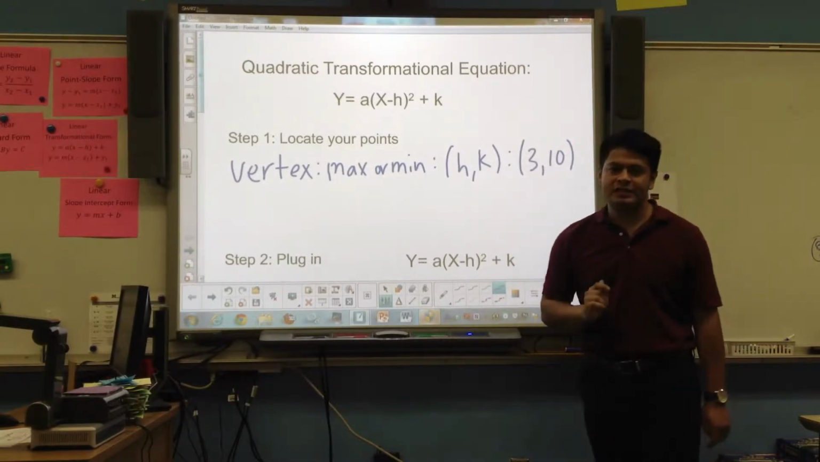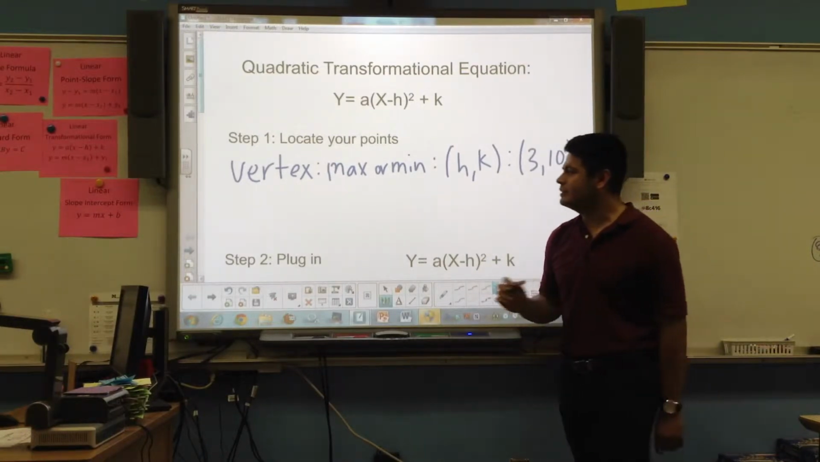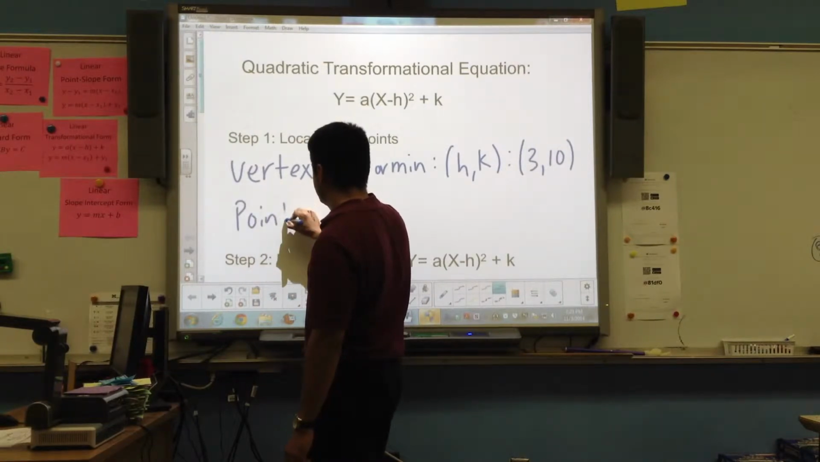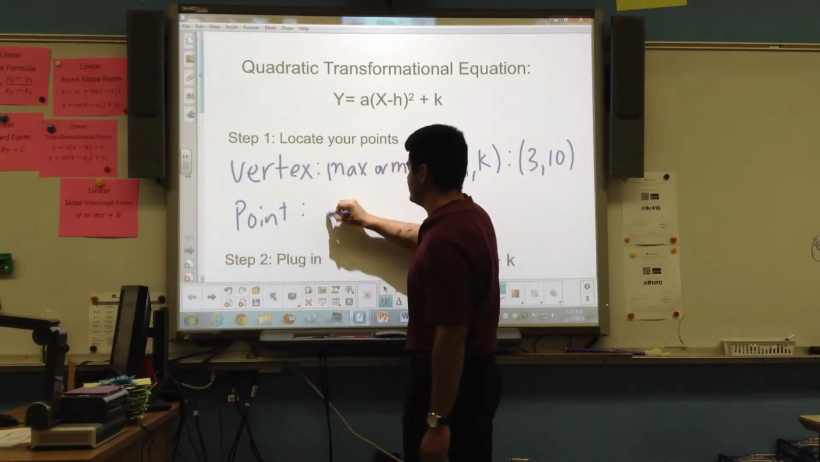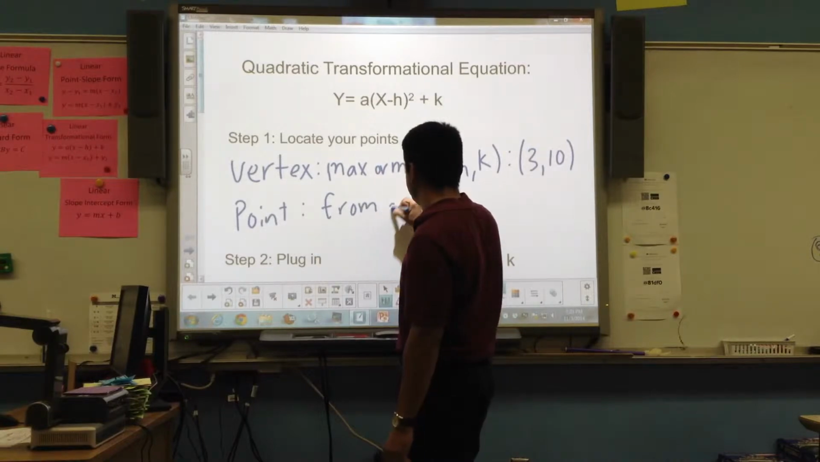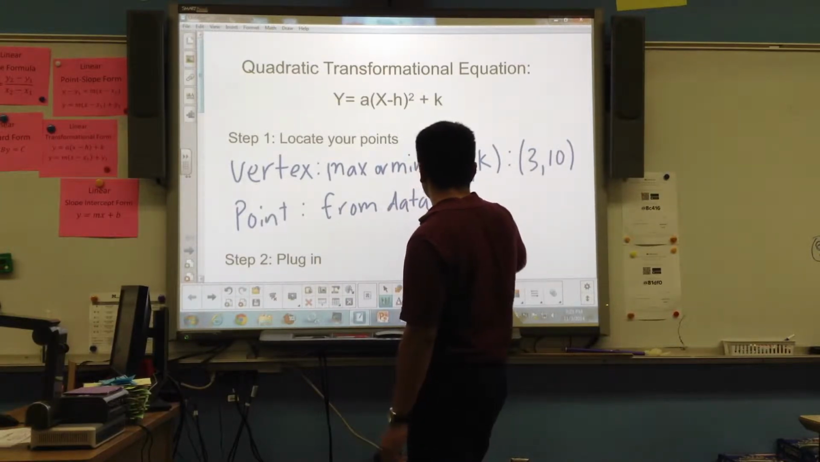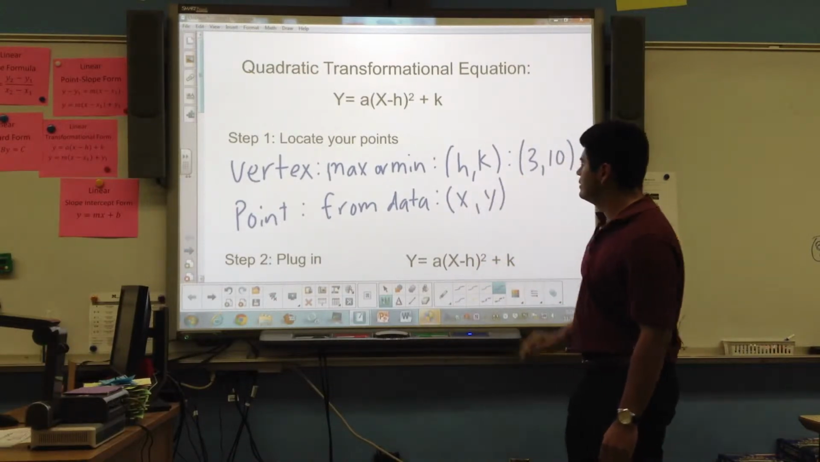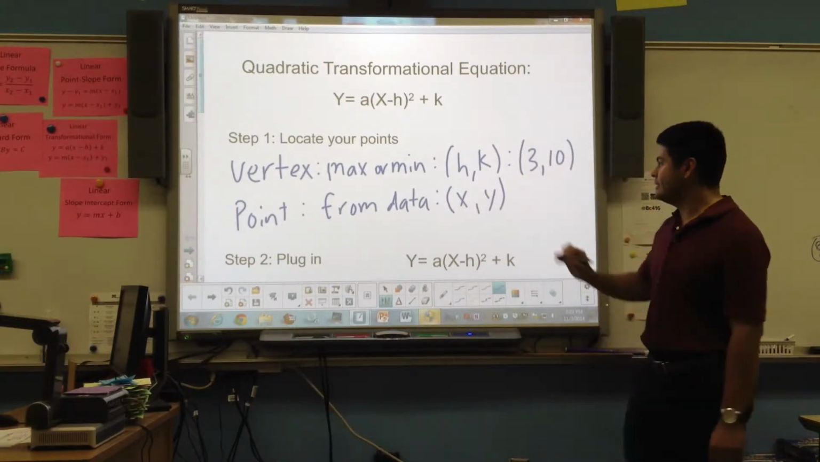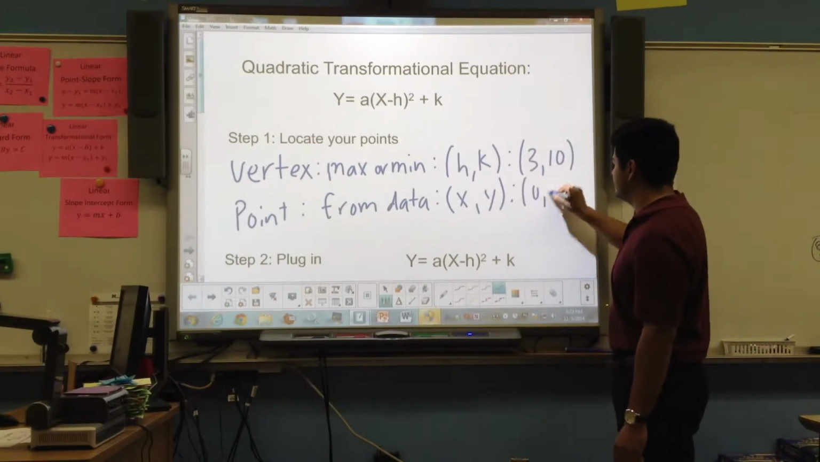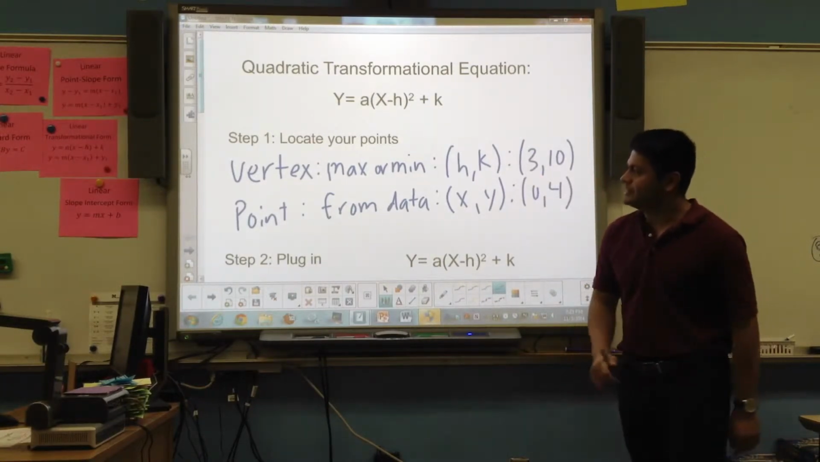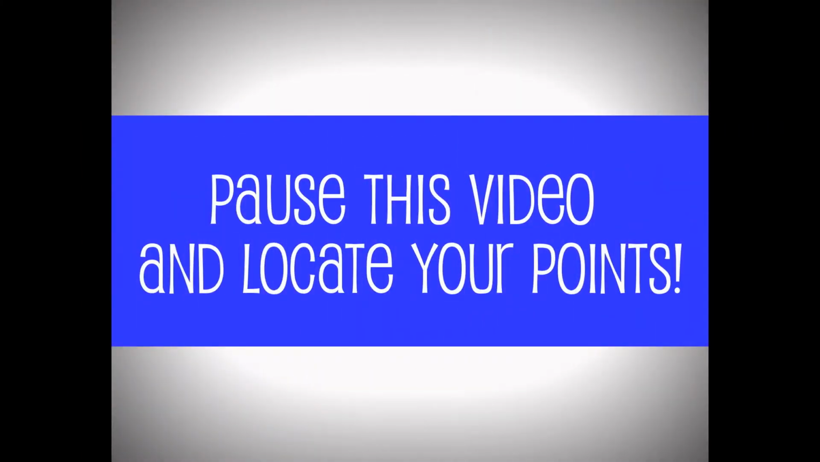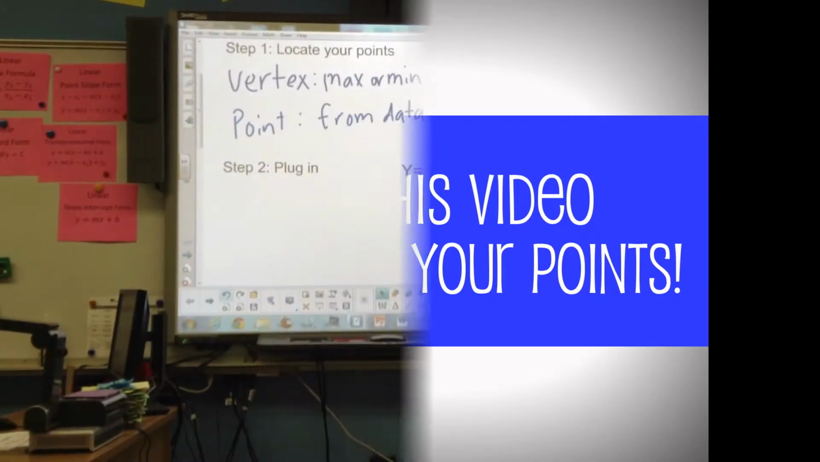Alright, the other point that you need is just going to be a point that's on your parabola. So you can get this from your data. So I'm just going to write point. You get this from data. And that's going to be in the form x comma y. And my particular point that I got from my data is 0 comma 4. That's the first step, to locate your points. We just finished our step 1.